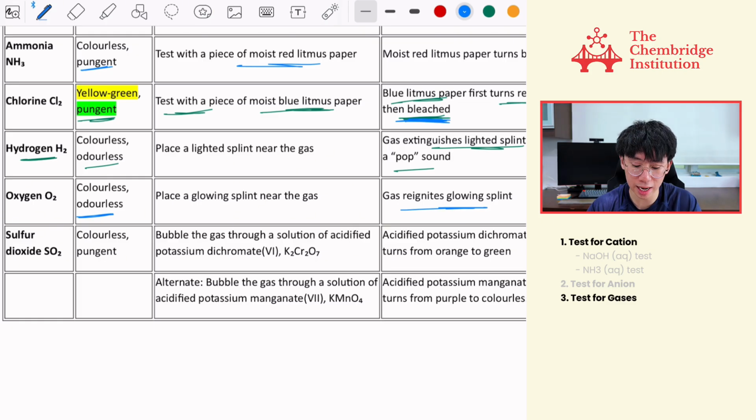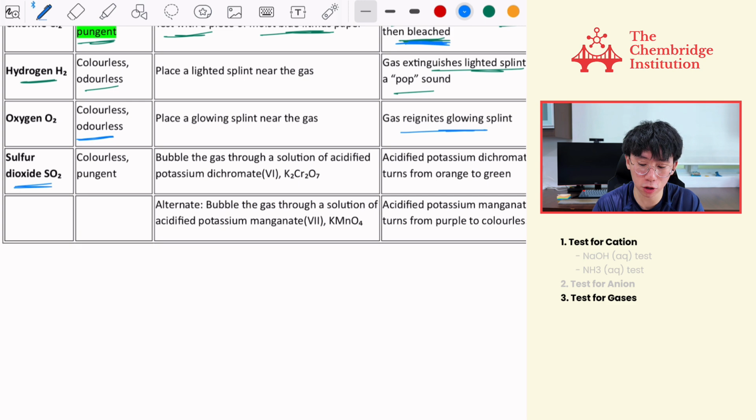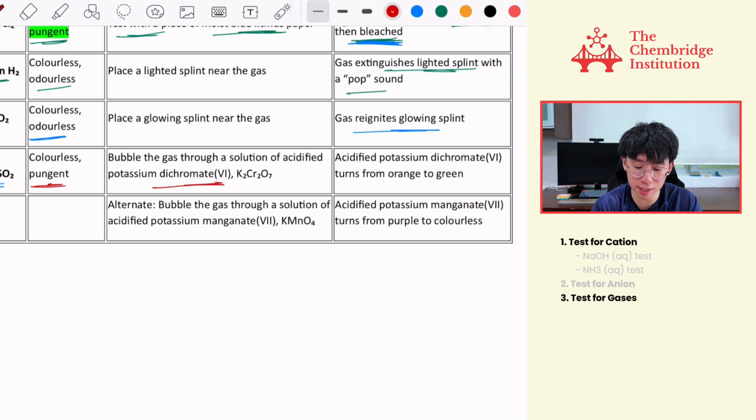And then lastly, your sulfur dioxide. This is not very commonly tested. But your sulfur dioxide is also a colorless, pungent gas. And if you bubble the gas through acidified potassium dichromate(VI), very specific reagent, you actually turn it from orange to green. You can also bubble it through acidified potassium manganate(VII). It will turn it from purple to colorless, and that's how you determine it's a sulfur dioxide gas.